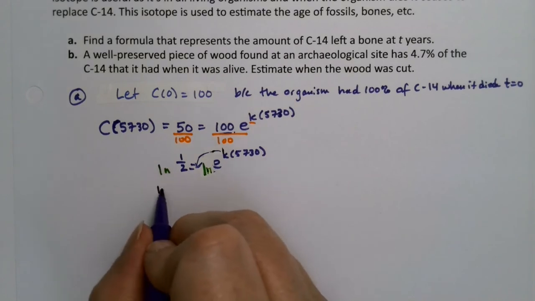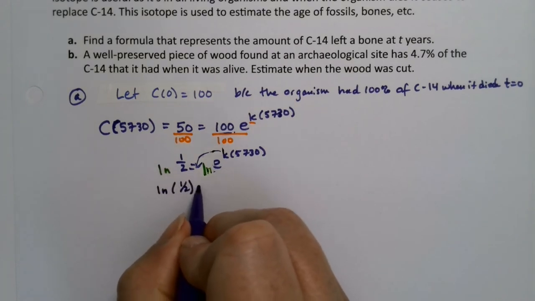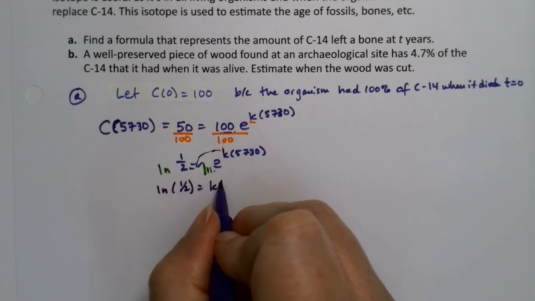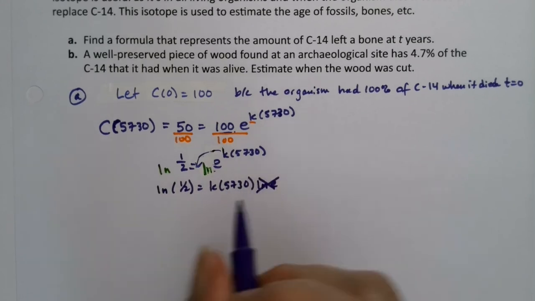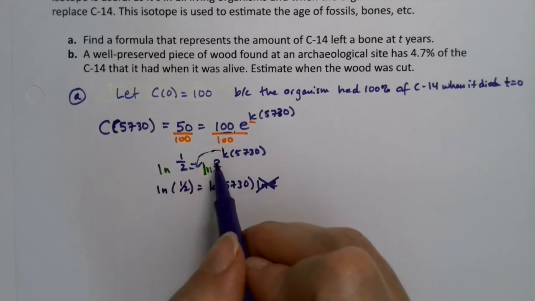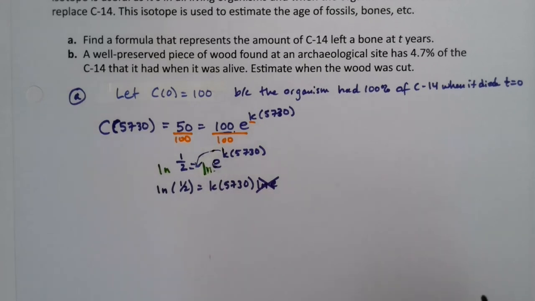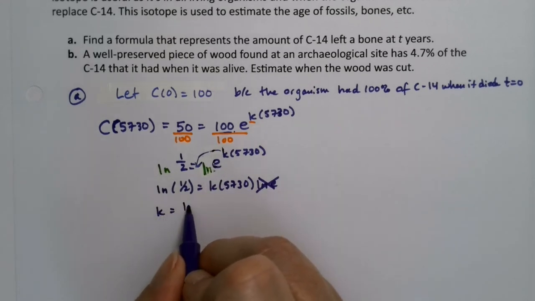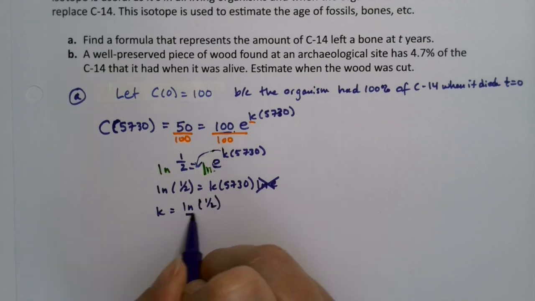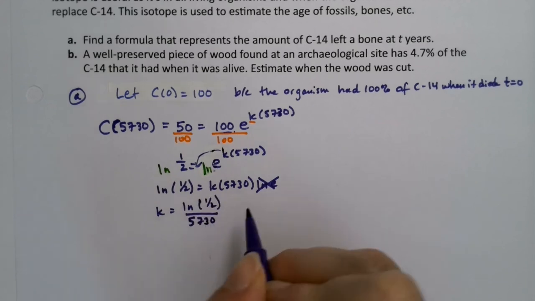All right, so the natural log of e is not going to mean anything. And over here, I'm going to have the natural log of a half equals k times 5,730 times the natural log of e, but the natural log of e is going to be 1. That's why you're doing a natural log as opposed to another logarithm.